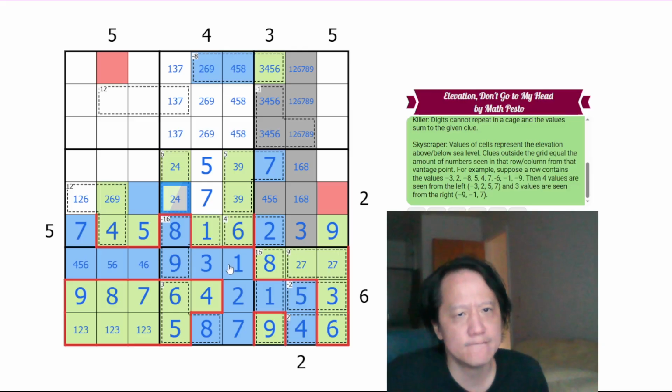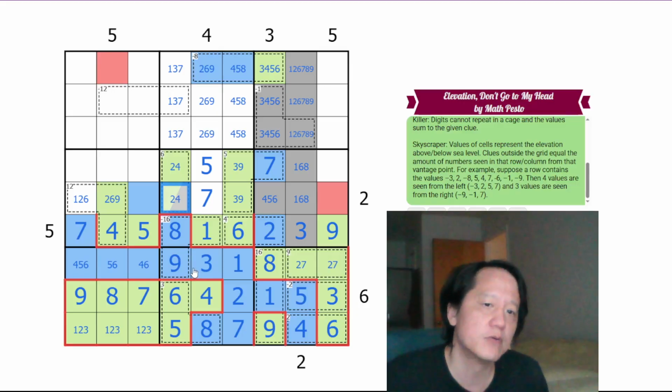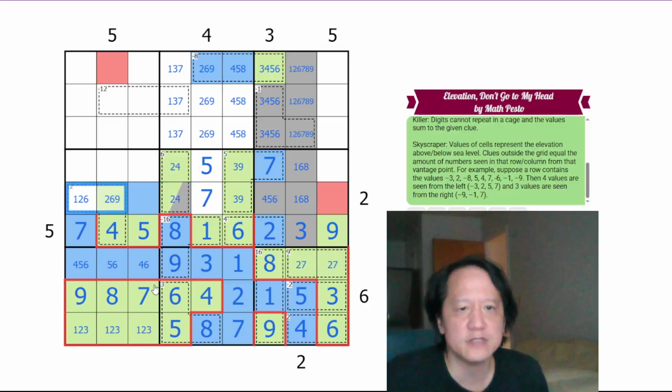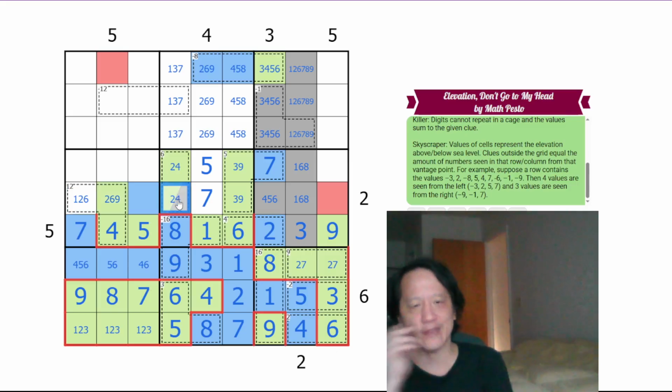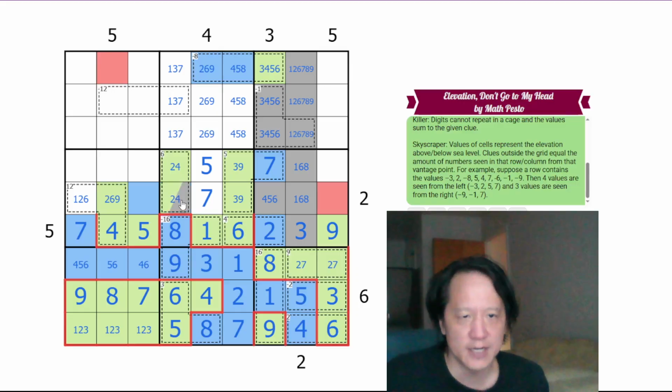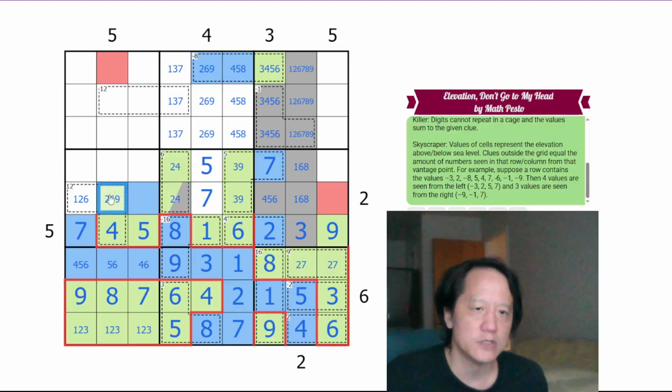Okay. Because, yeah, if this is 2, 6 as a pair, that would force this to be 4, but the 6 is going to be greater than the 4 here. And so it would have to see the 6 there, at least if it sees the 4. And that's not going to be valid. So therefore, it cannot see the 4 here.